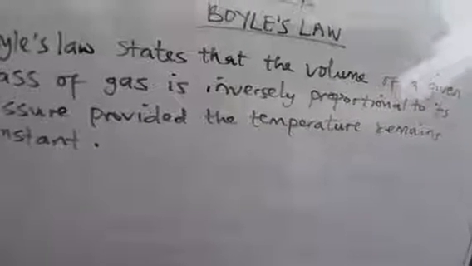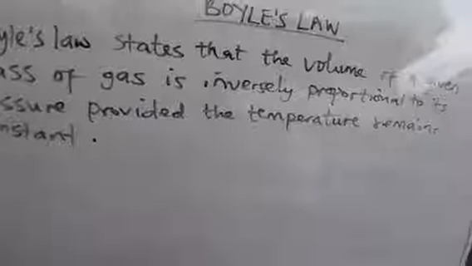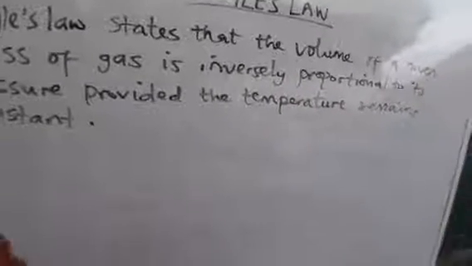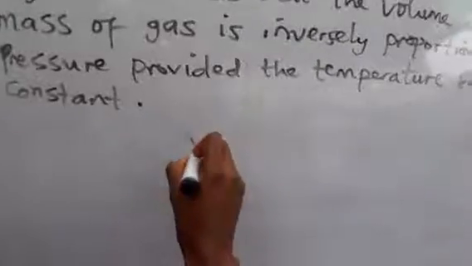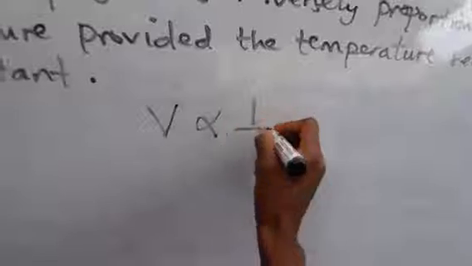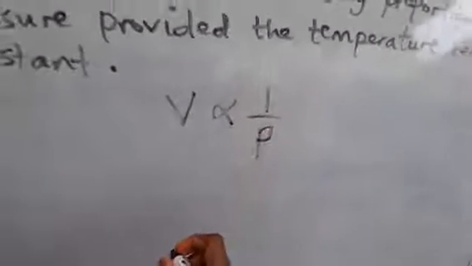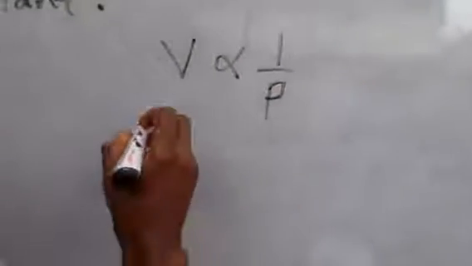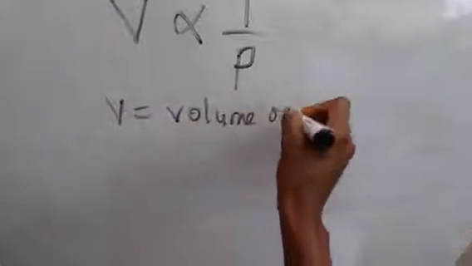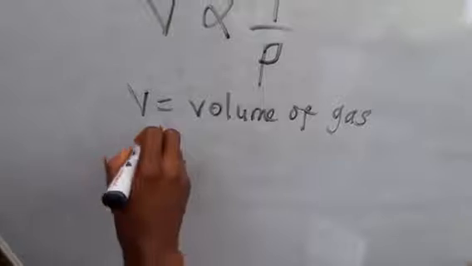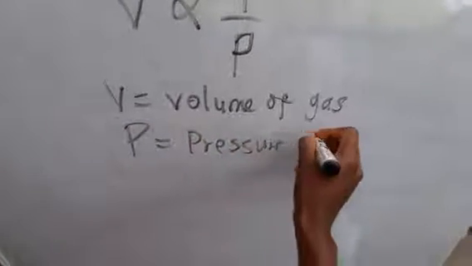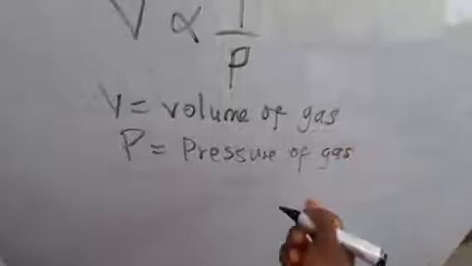This relationship is independent of the nature of the gas, and it can be expressed mathematically as V is inversely proportional to pressure, where V is the volume of the gas and P is the pressure of the gas.